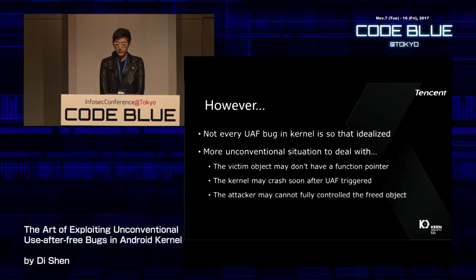So till now, we have reviewed the normal way to exploit a use-after-free bug in the kernel. But in real life, most use-after-free bugs I found are not perfect. So in fact, we have more unconventional situations to deal with. For example, if the deallocated object doesn't have a function pointer, how can you control the code flow? And that is a big problem. Also, sometimes the kernel may dereference the pointer to the object soon after the object is freed. In that case, the kernel will crash and you don't have plenty of time to refill the object.